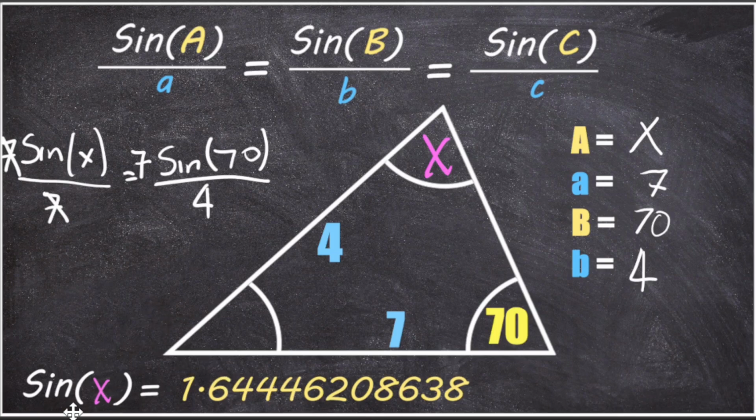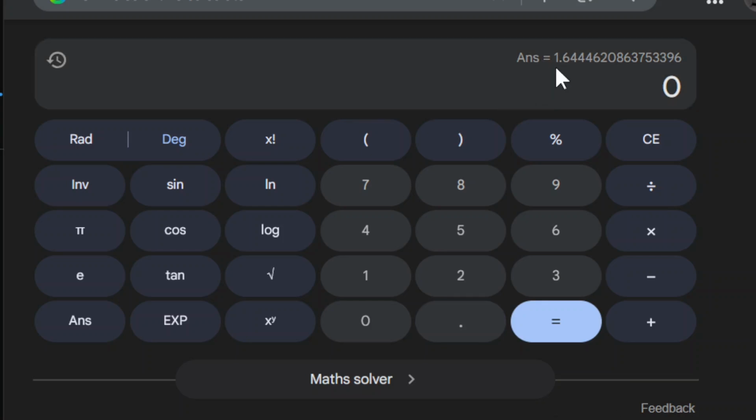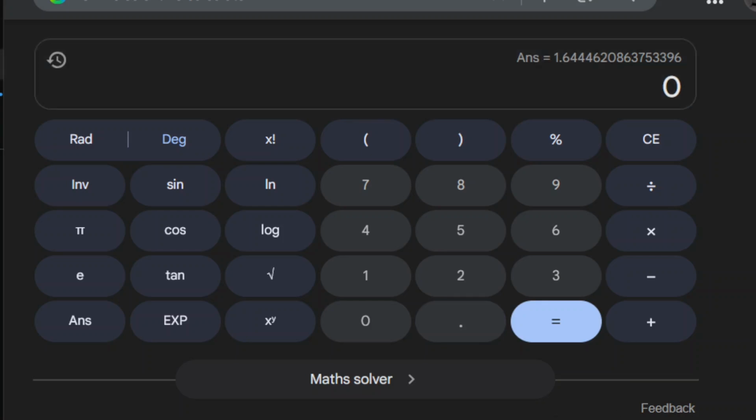But that's no issue, because if we want the angle x, what we have to do is take the inverse sine or arc sine of this number. I'm going to use an online scientific calculator so you can actually see me perform this action. Now I've already worked out the sine of x. You can see up here 1.644, and so if we take the arc sine of this value, it should return the value of the angle x.